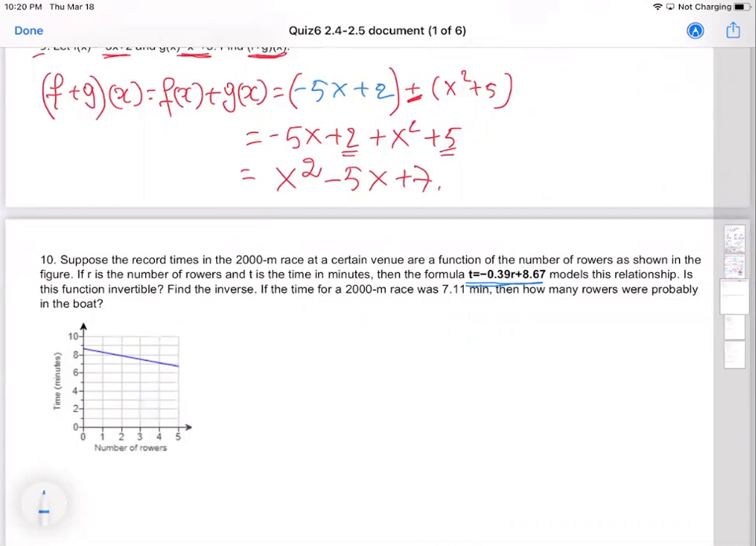A few questions here. So one is, is the function invertible? Question 2 is, find the inverse. And question 3, if the time for a 2,000-meter race was 7.11 minutes, then how many rowers were probably in the boat?